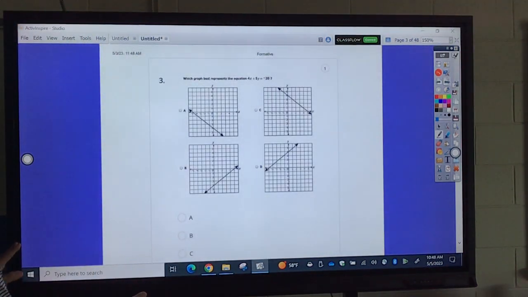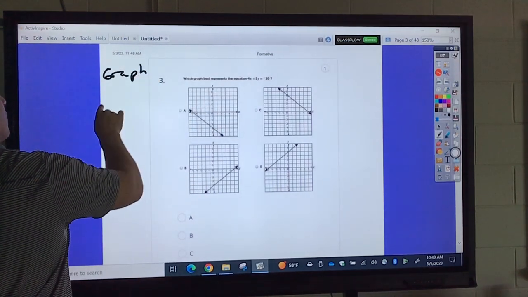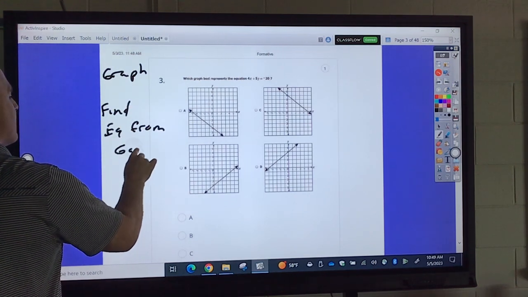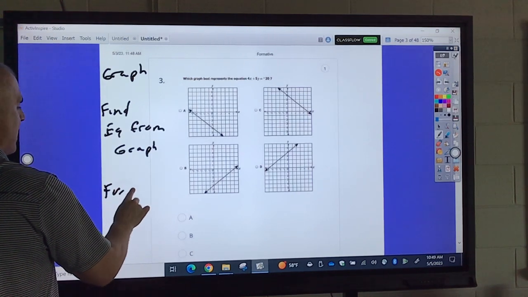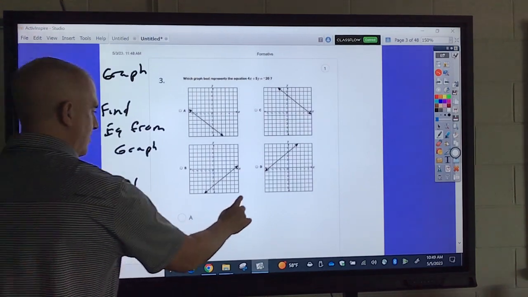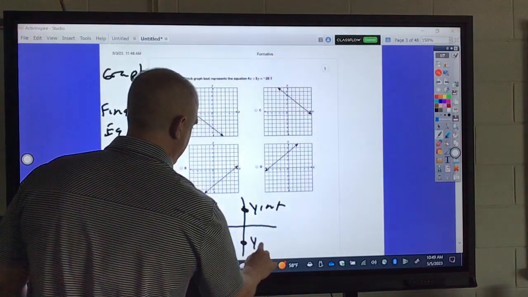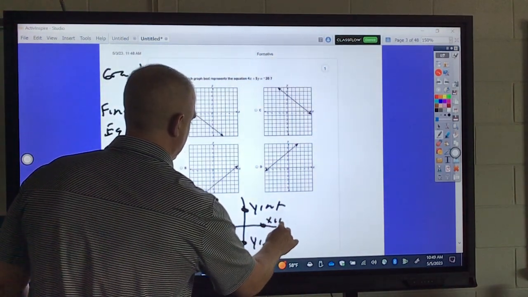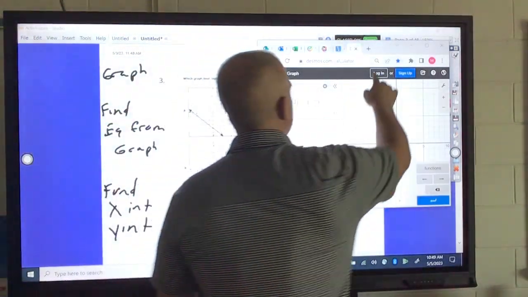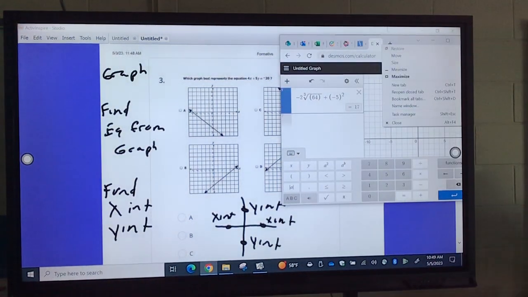These next few are all graphing. Anytime it asks you to graph or find the equation from the graph, or they ask you to find the x and y intercept. As a reminder, on a graph, this is the y-intercept, this is the x-intercept. All I got to do on this one is type that equation.